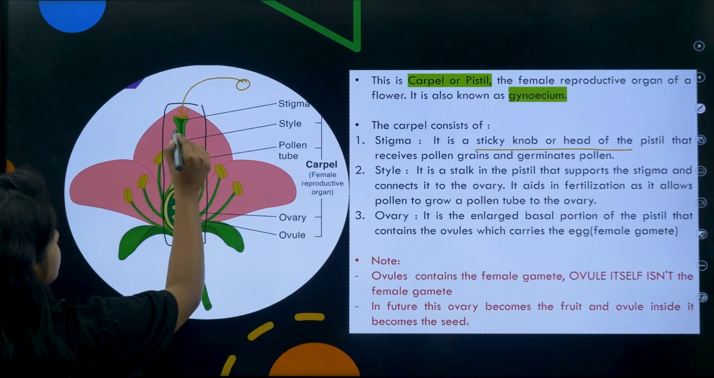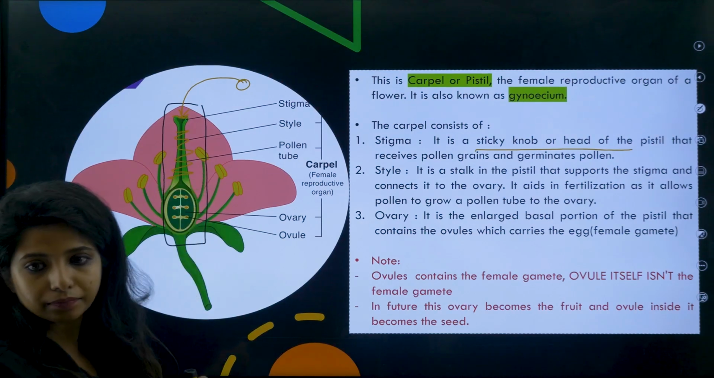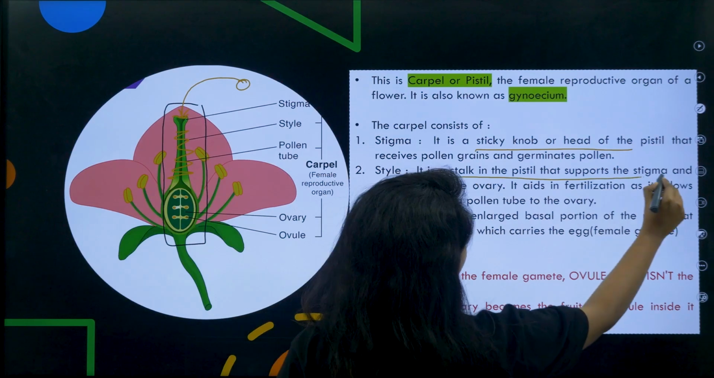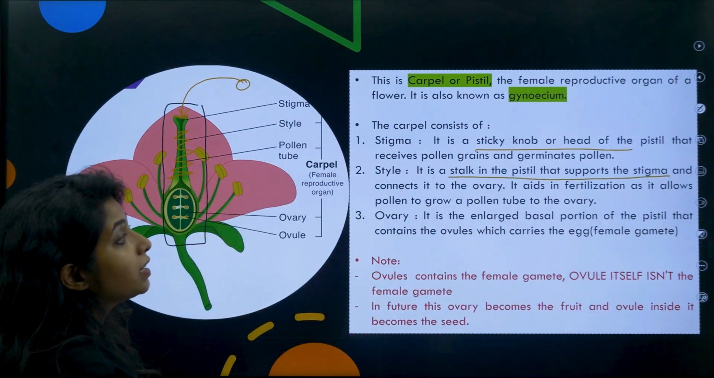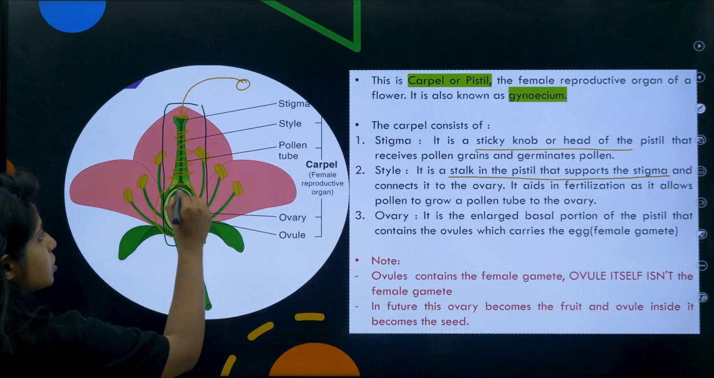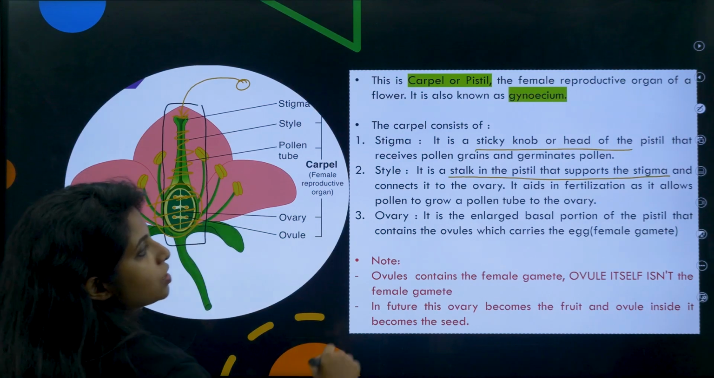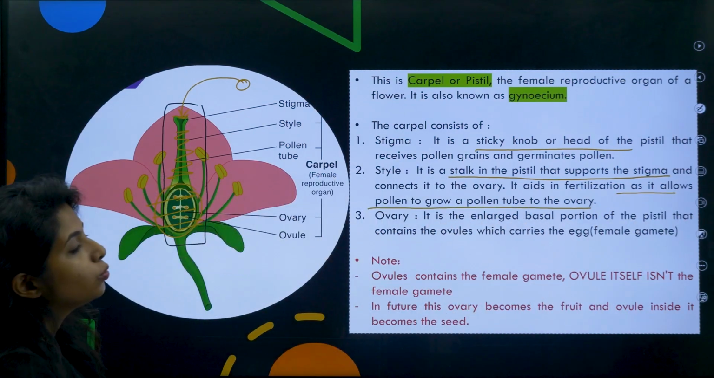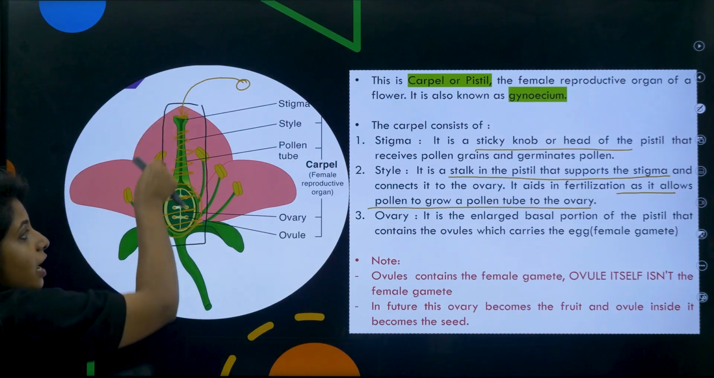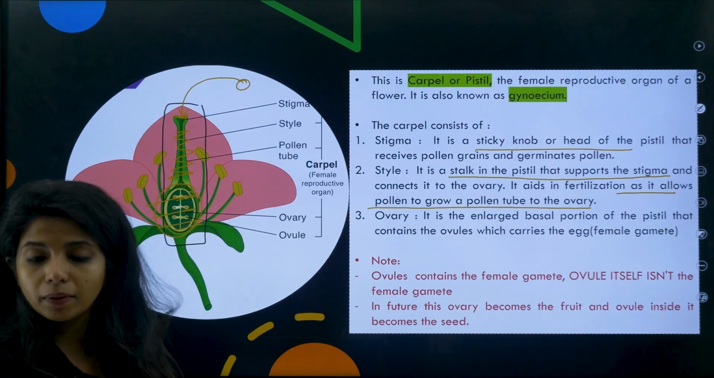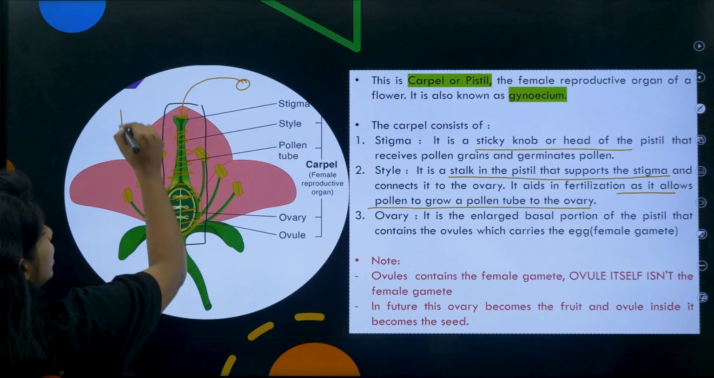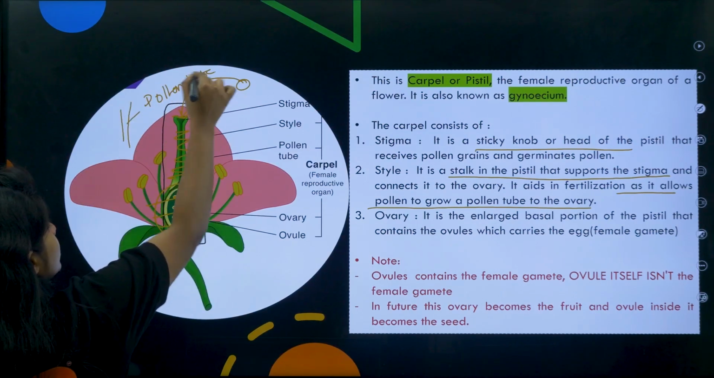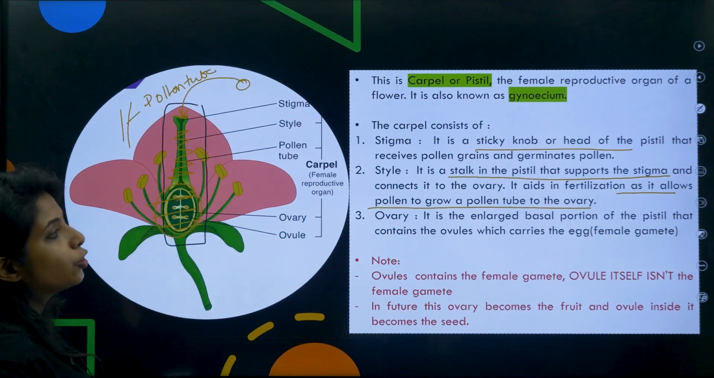Style. What is style? This particular portion that you see over here, this is style, the long stalk-like structure. So it is a stalk in the pistil that supports the stigma and connects it to what? The next structure, which is our ovary. So it aids in fertilization as it allows pollen to grow a pollen tube to the ovary. So there the pollen is there, it has to reach the ovary because ovary has the female gamete. So over here there is a tube that is being formed, which is known as what, children? Pollen tube. So inside the style only this particular tube is formed.